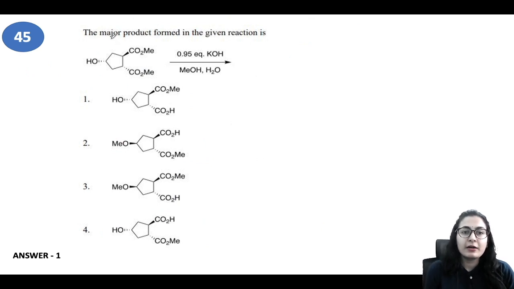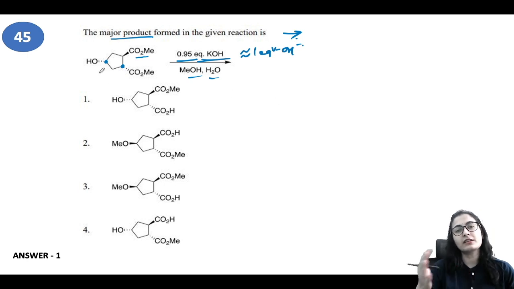Next thing, major product formed in the given reaction. So again guys, you have 0.95 equivalent of KOH, that is almost 1 equivalent of OH minus. What is that OH minus going to do? You have methanol, you have water, but there is one thing. Look at the stereochemistry of these two groups. This ester is trans, but these two groups are pointing below. So what can we do with that?